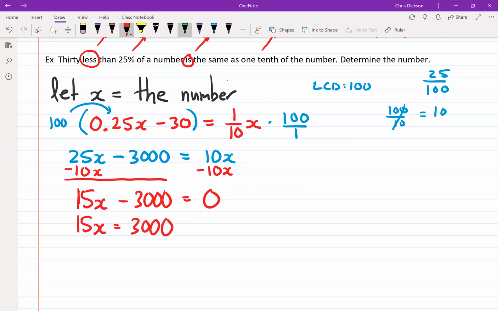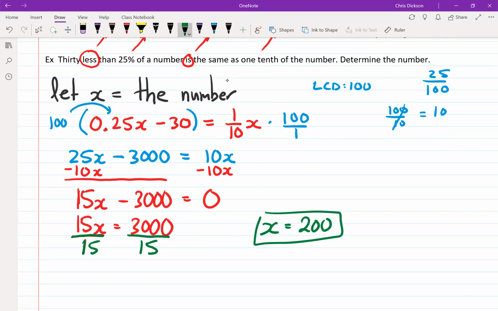And then you could times both sides by 1/15, or let's divide both sides by 15. If I do that, I should get an x value of 200. So the number that we're talking about, the number is 200. And that's a word problem for you. So I'm going to call that a wrap.